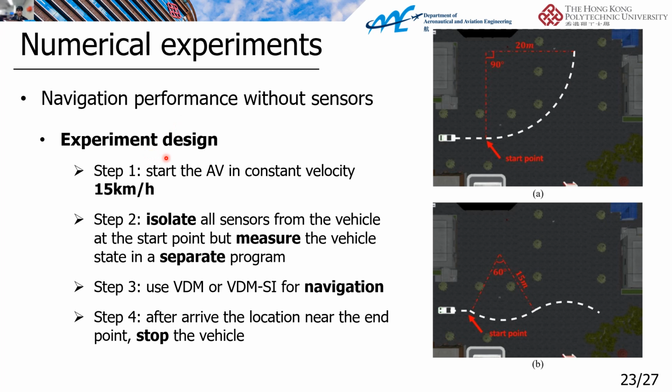Here is our experimental design. In the first step, we start the vehicle at constant velocity. In the second step, we isolate all sensors from the vehicle at the start point, but measure the vehicle state in a separate program. Here, the separate program means that this measurement will not be used in navigation. This can help us to check how much the navigation of the VDM deviates from the true state. Then, in the third step, we use VDM or VDM-SI for navigation. In the fourth step, after the vehicle arrives at a location near the end point, we stop the vehicle.